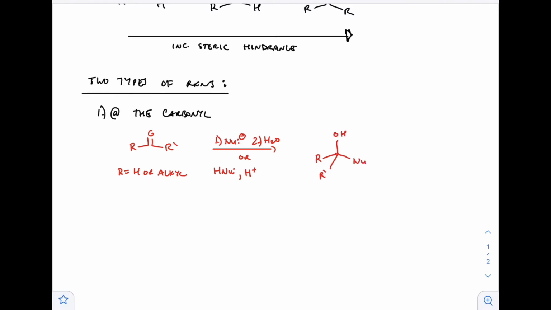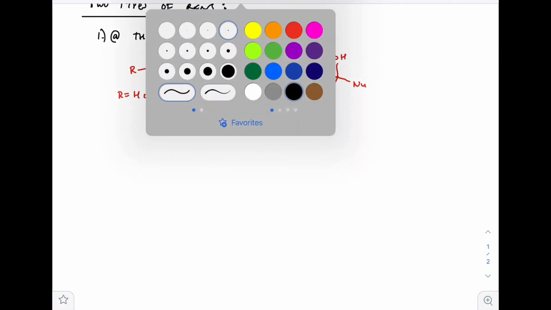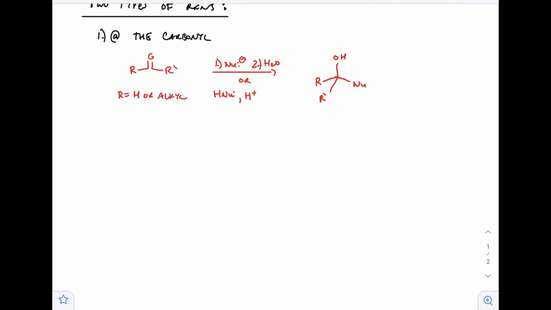So we've seen this type of reaction already. We saw that with Grignard reagents, organolithium, cuprates, and then also sodium borohydride and lithium aluminum hydride, right? So the next reaction is at the alpha carbon, okay?